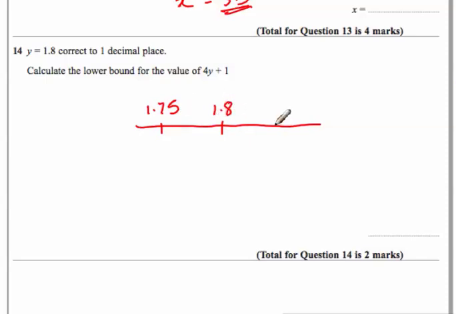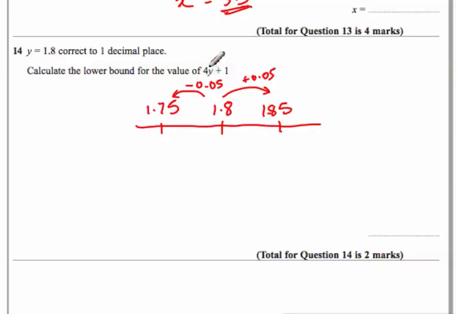Okay. And because we've taken off 0.05 here, we need to add 0.05 to get to the other, because they always have to be the same distance apart. So we're going to get 1.85 here, 1.85. Okay, so this is the smallest possible value it could have been before it was rounded, and this is the largest value it could have been before it was rounded.